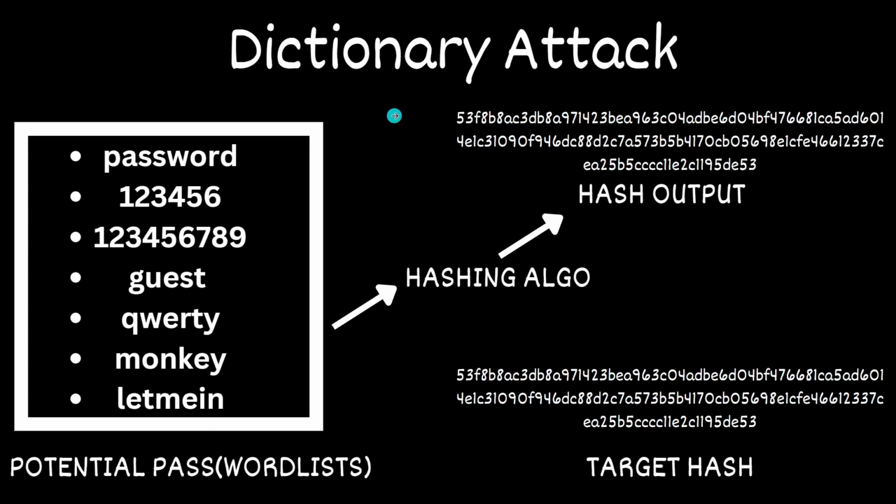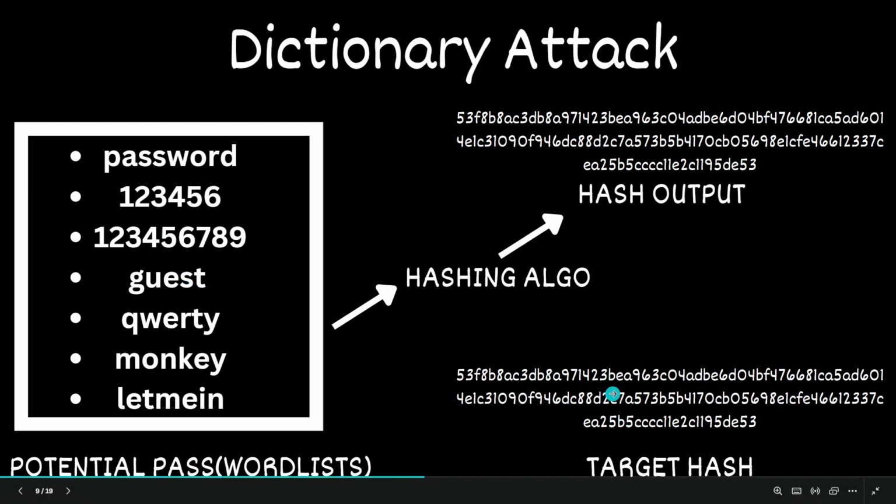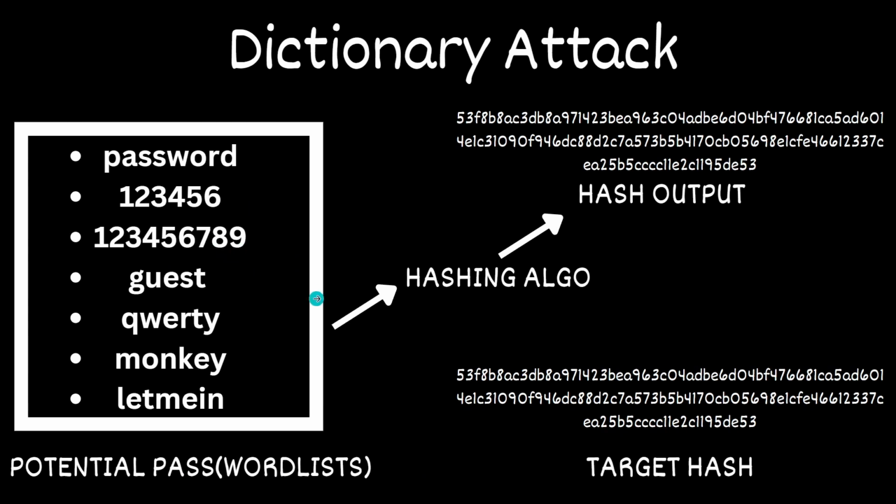The next attack is called a dictionary attack. In this attack, there is a potential password list. This is the target hash we are trying to break. The password list goes through a hashing algorithm, and this is the hash output of one of the words from the potential word list. If the hash output matches the target hash, we crack the password, and if it doesn't, we move on to the next word.